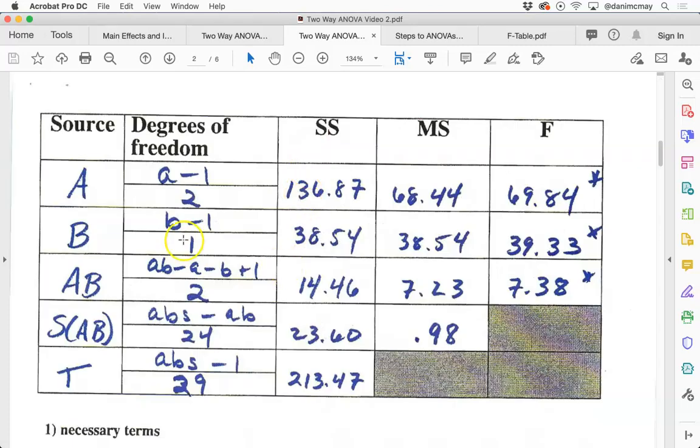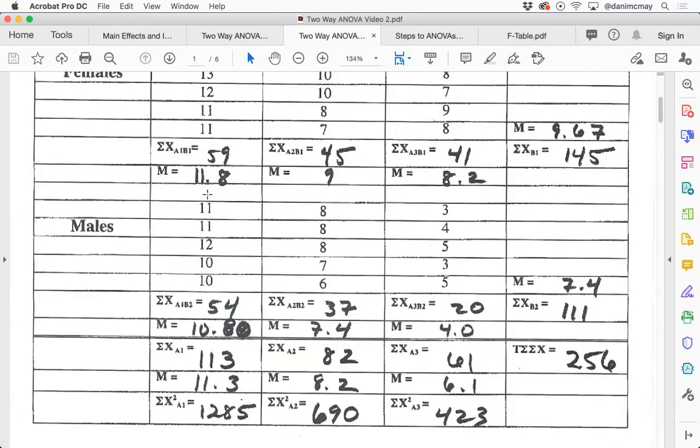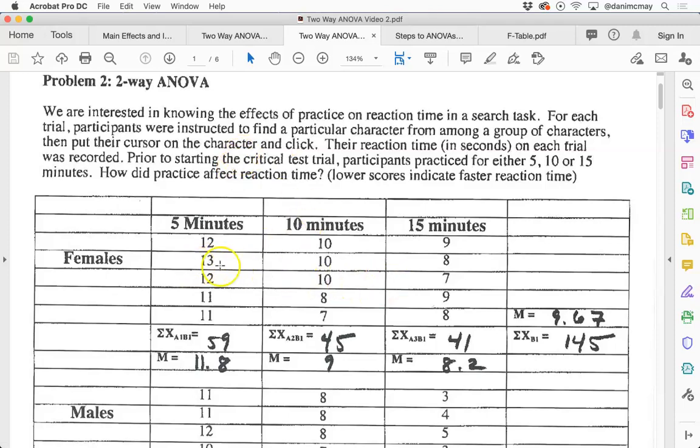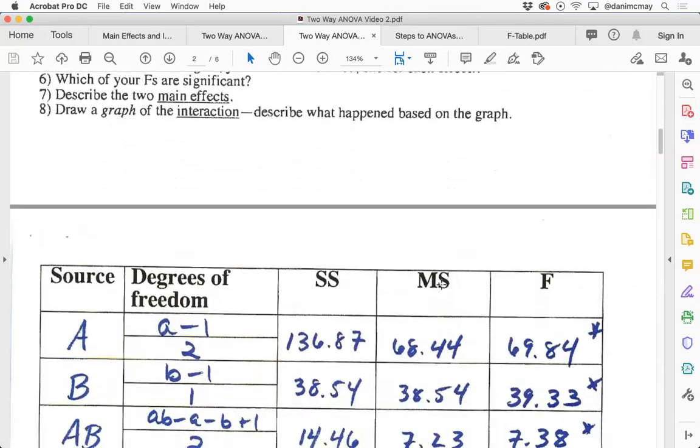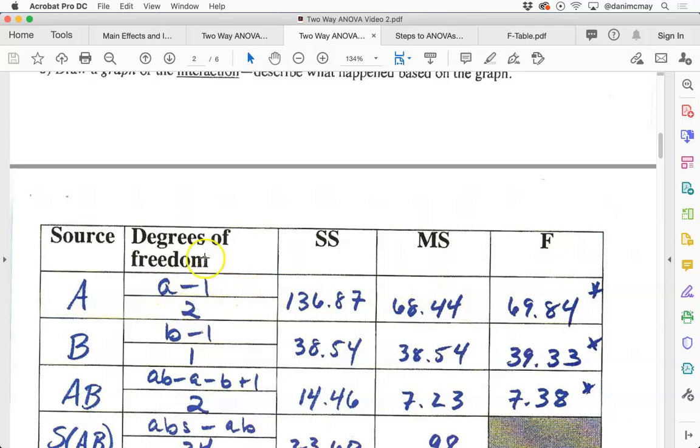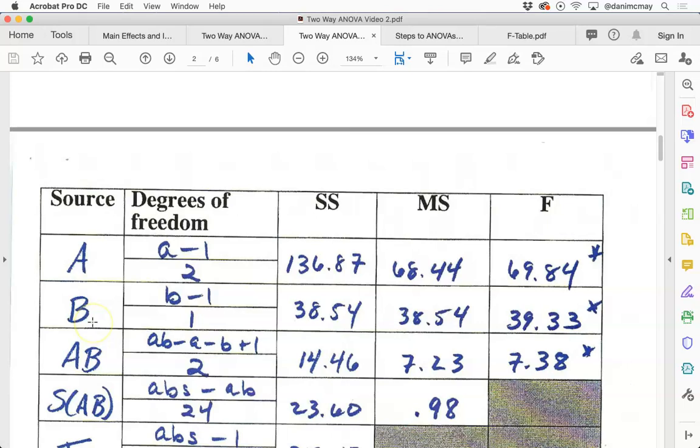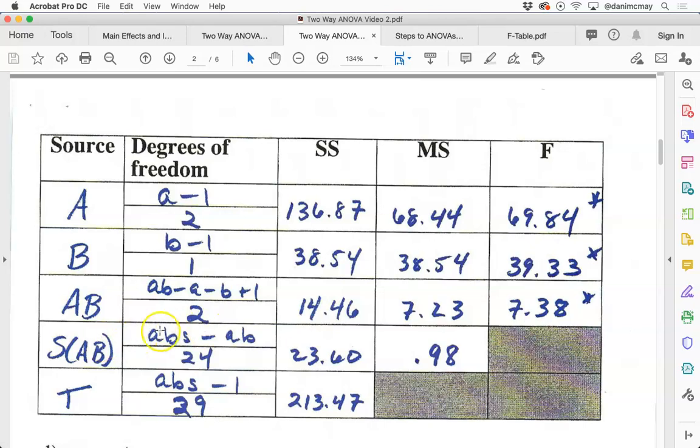All right. So how many levels of A do I have? I have 3 levels of A. That's the time. So it's 3 levels of A. So 3 minus 1 is 2. We have 2 levels of B, which is our gender. So B minus 1 is 1, right? So 2 minus 1 is 1. Now, A times B. All right. So A, there's 3 levels of A. B, there's 2 levels, right? So 3 times 2, 6. Minus 3 is 3. Minus 2 more is 2. Plus 1. And now we've got our 2.